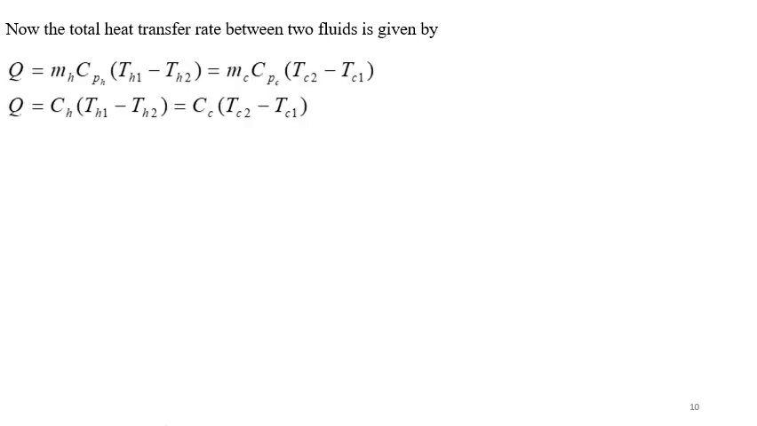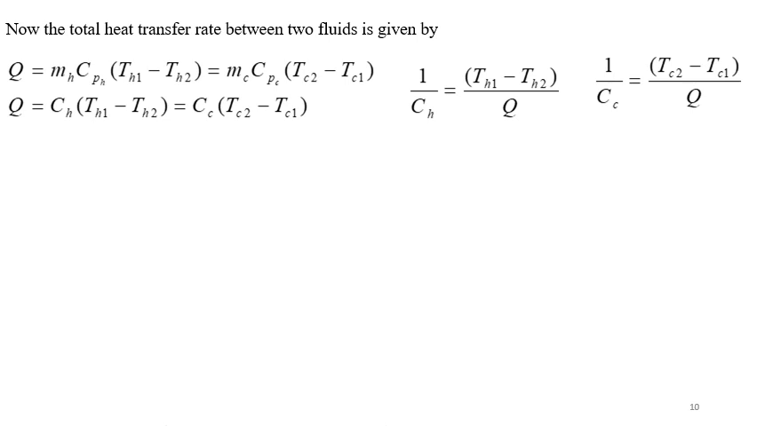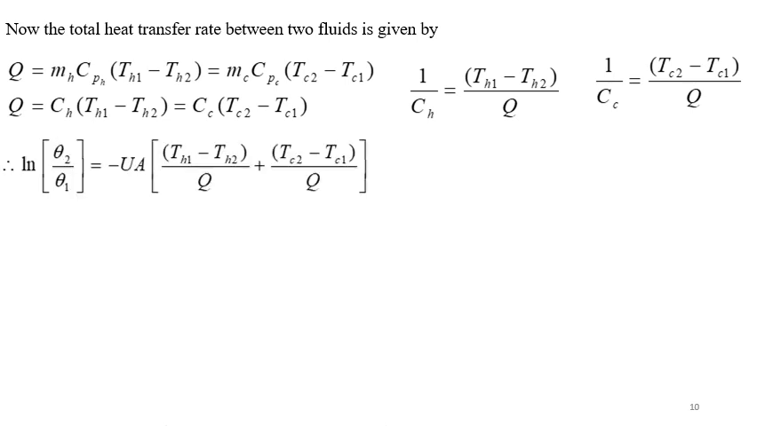Now, as we did in parallel flow, the total heat transfer rate between the two fluids is Q equal to mH CpH (TH1 minus TH2), which is equal to mC CpC (TC2 minus TC1). So integrating that, we get 1 by CH and 1 by CC, and we will rearrange that.